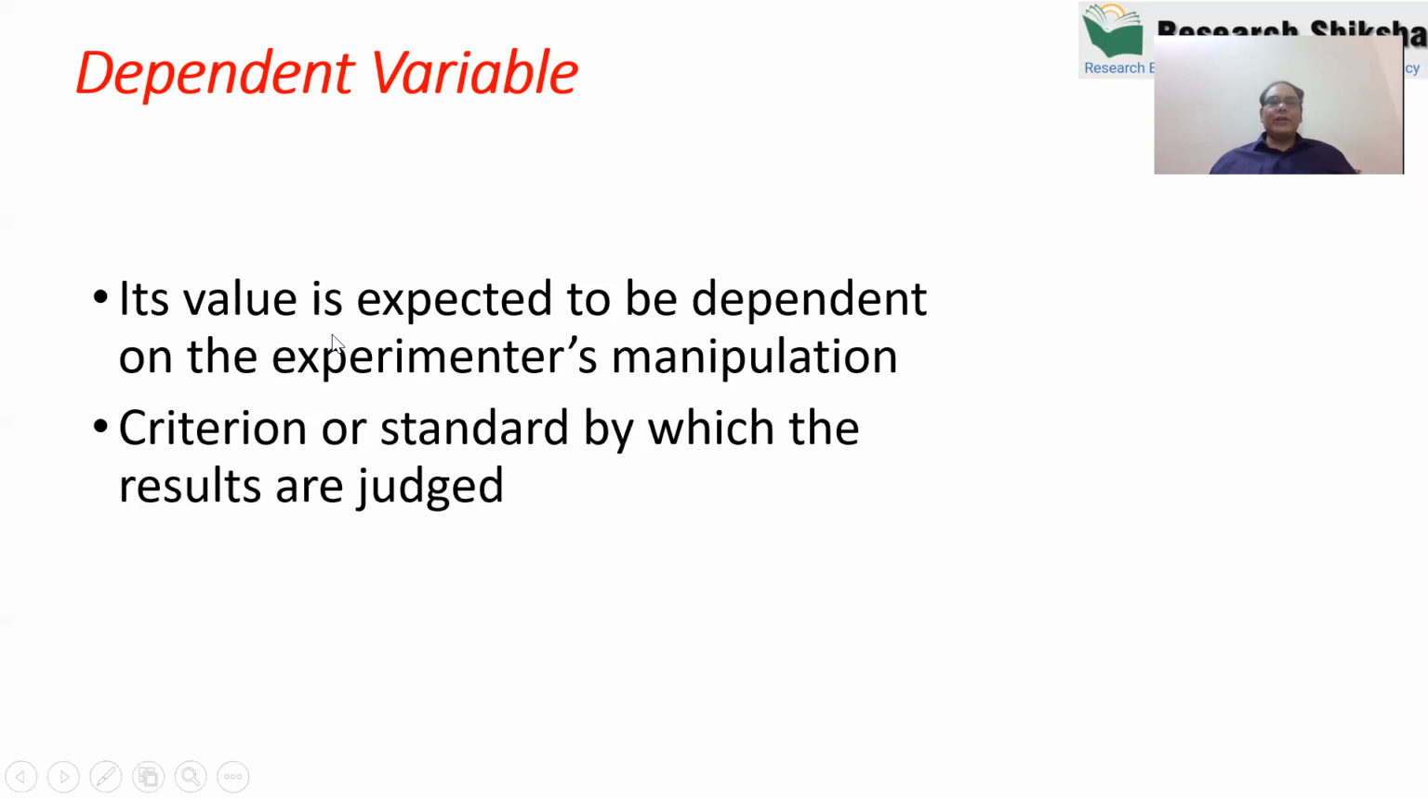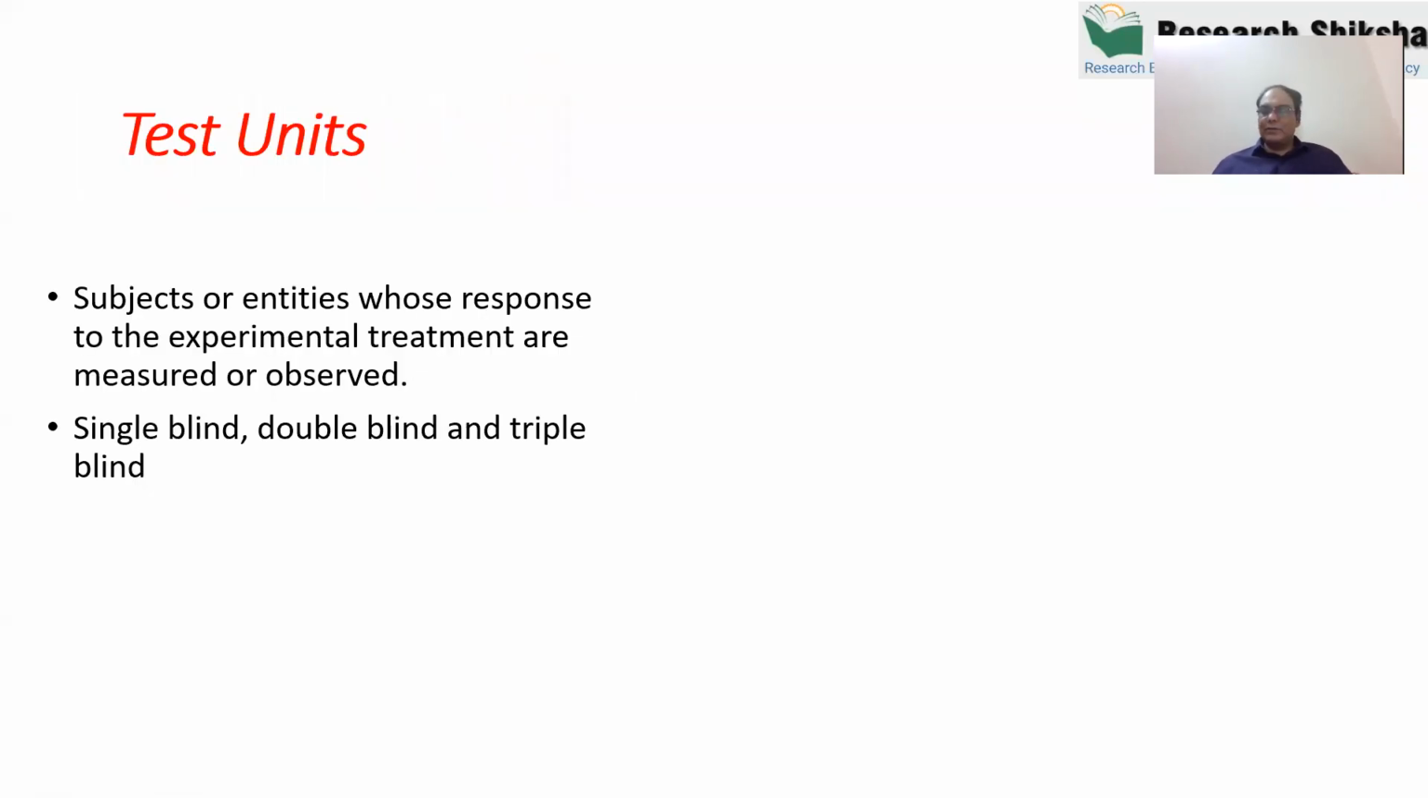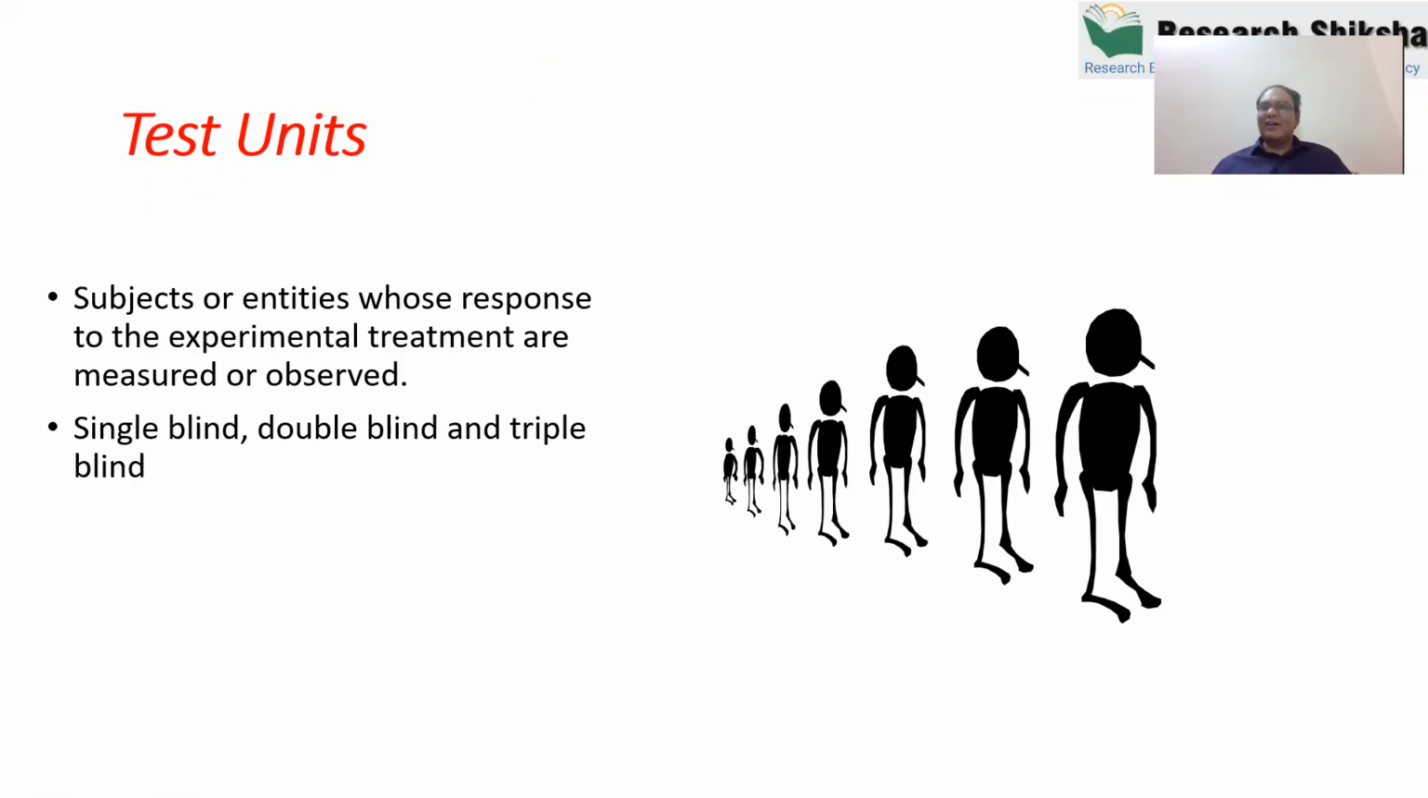Its value is expected to be dependent on the experimental manipulation and the standard or criteria by which results are judged. So as a researcher, you have to decide your dependent variable in the experimentations. Okay. Test unit, you know what is test unit? The unit on which you are doing the test experiments. They may be your customers, your patients, your students. So these are the test units.